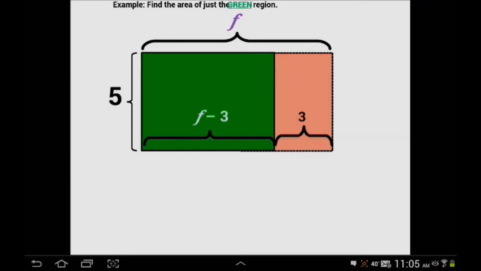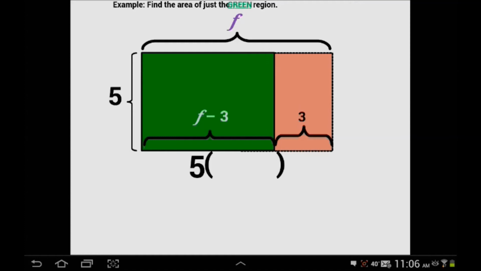So 7 plus 3 is 10. If this region right here is 16 units, if f is equal to 16, well the green length will be 16 minus 3, which is 13. And 13 plus 3 is 16. So now we have everything we need in order to use the distributive property.